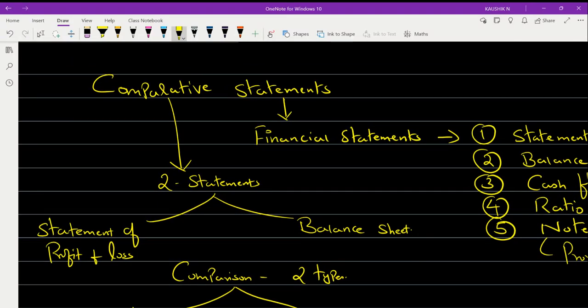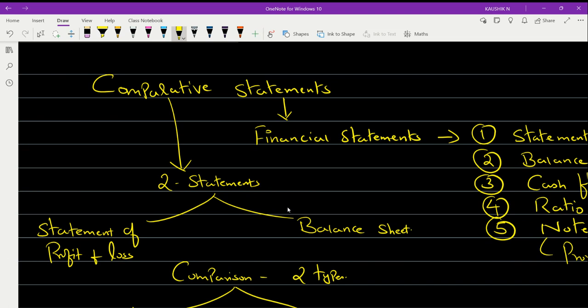In the same way, we will also be doing something called a common size statement. First, let us start performing this comparative statement. We'll try to work out at least one or two problems, initially from P&L as well as from the balance sheet, and then we'll move on to the other one, called the common size statement, and then we'll have clarity.